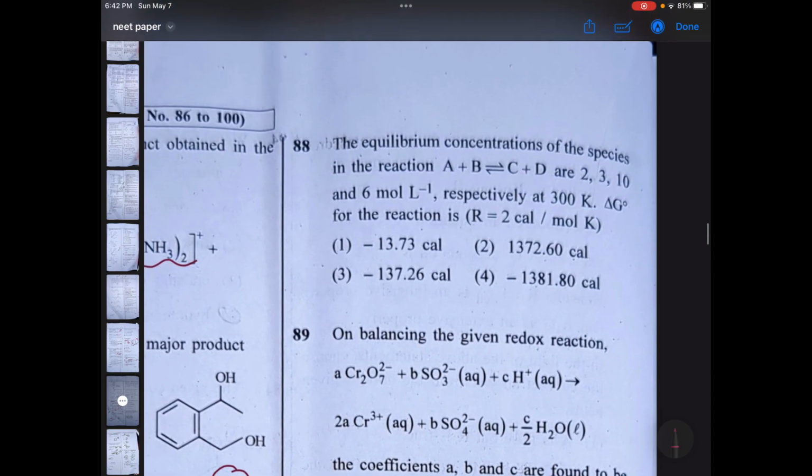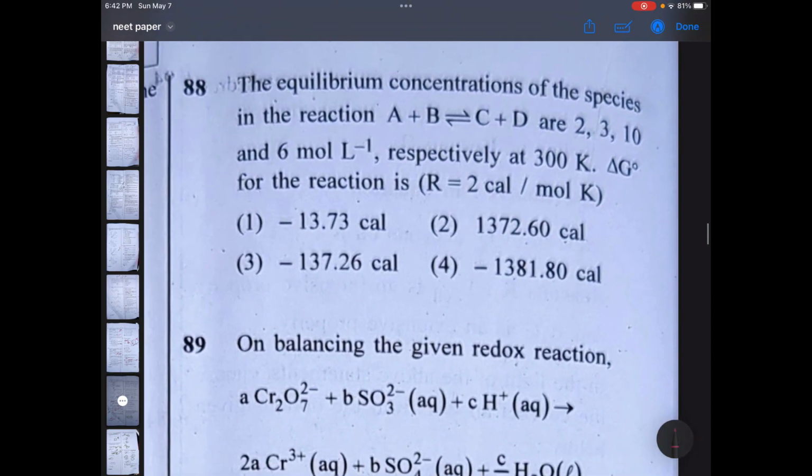And in these kinds of questions, you need to eliminate the options. Fine. Here, Kc is equal to the equilibrium constant, concentration of C into D by concentration of A into B. We need to keep all square brackets. C, D values are given, 10 into 6, by 2 into 3 is nothing but 10.